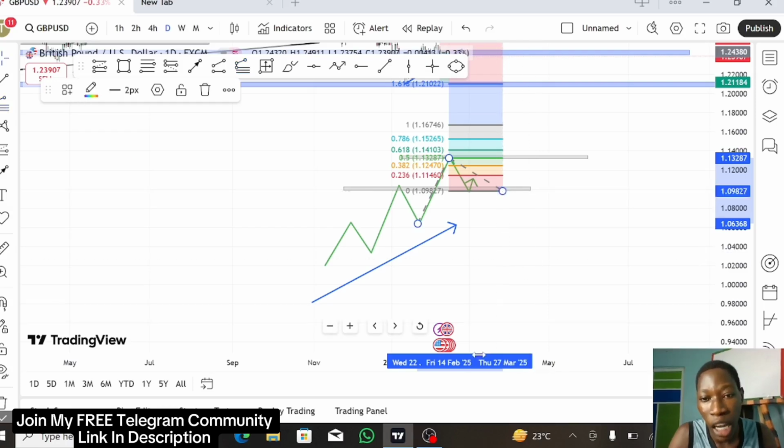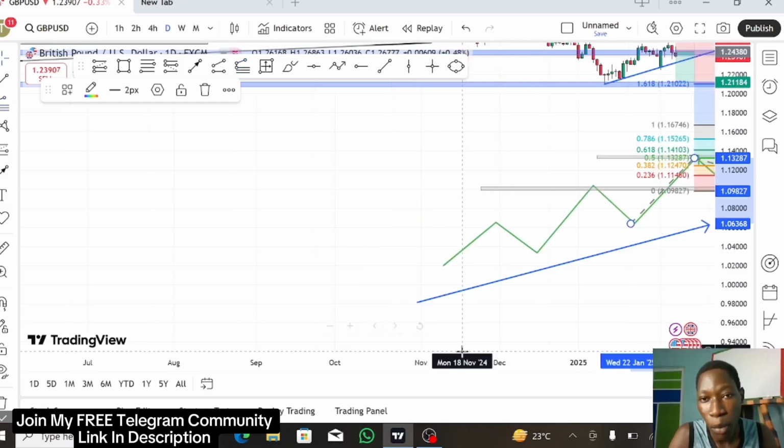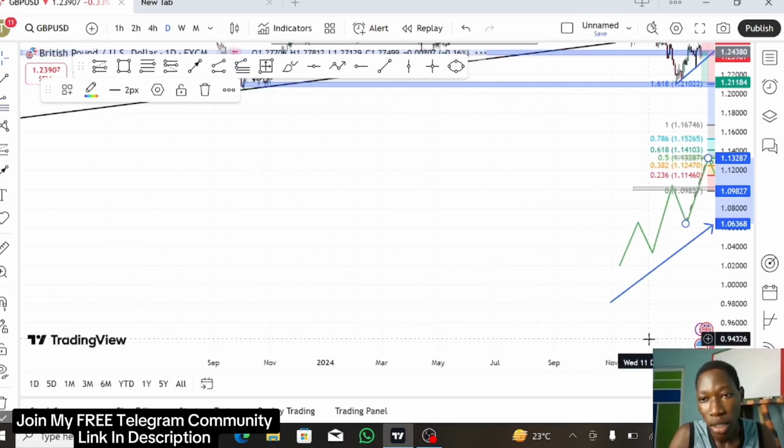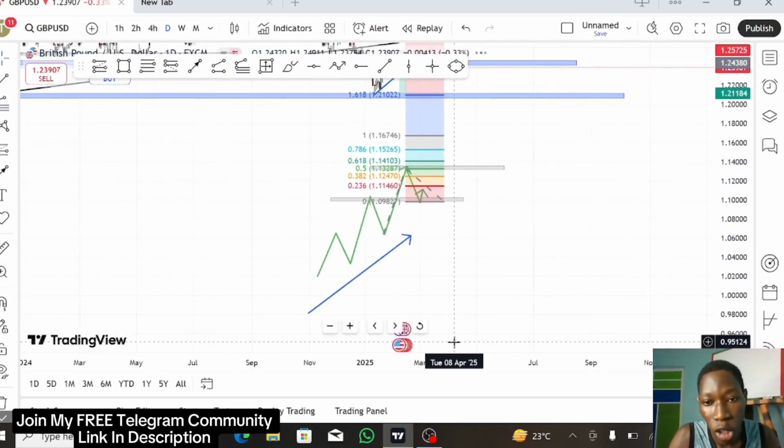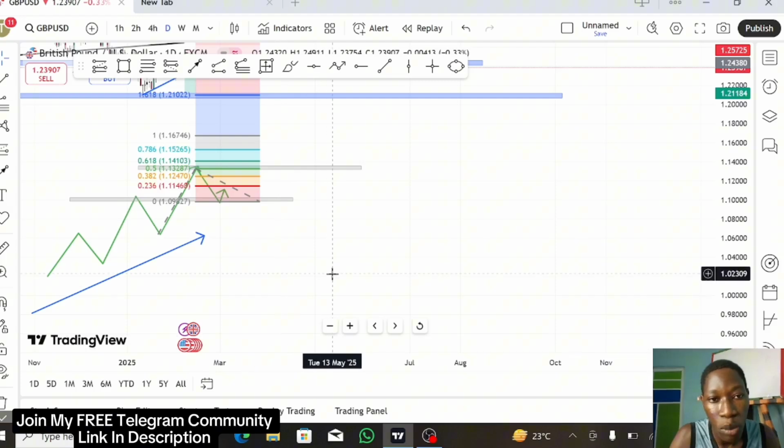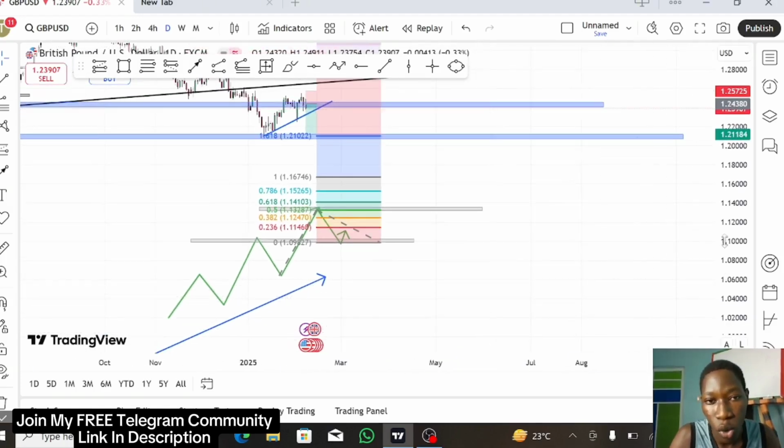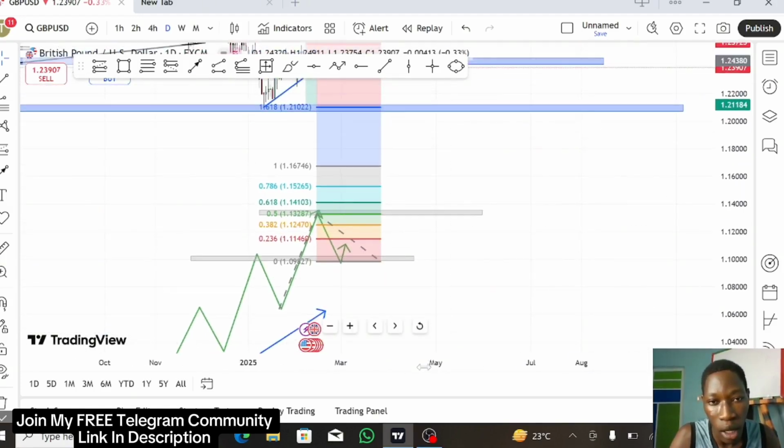So your 100% take profit should be around this point here, which is this point that is showing 1.